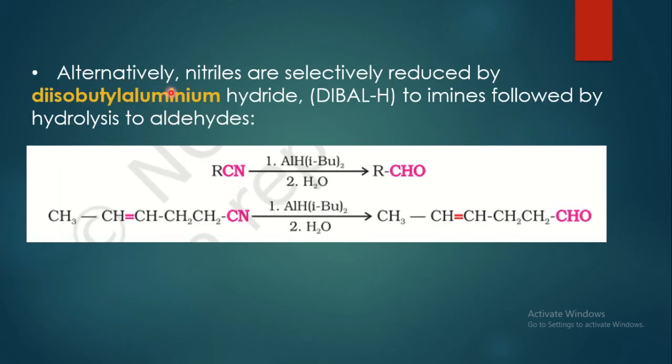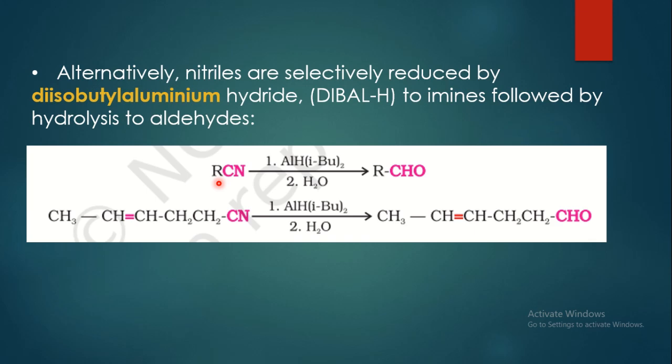Next, alternatively nitriles are also selectively reduced by diisobutyl aluminum hydride, which is shortly known as DIBAL-H. This is also one of the reduction processes of the nitrile group. You can clearly see this nitrile group, and you just reduce it in the presence of DIBAL-H, diisobutyl aluminum hydride. Then you will directly get your aldehyde group. Anyhow, our main aim is to get the aldehyde group. I hope this is clear.